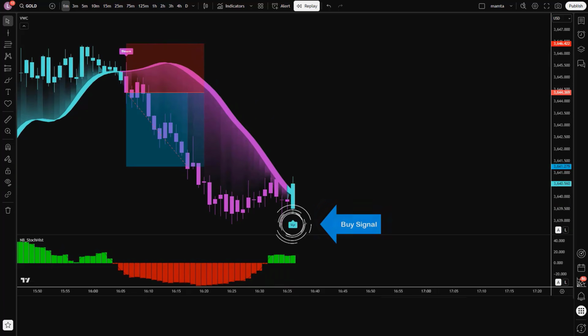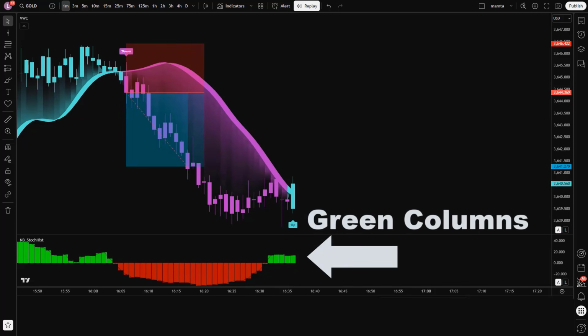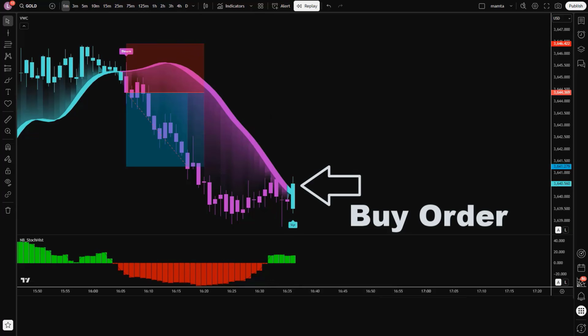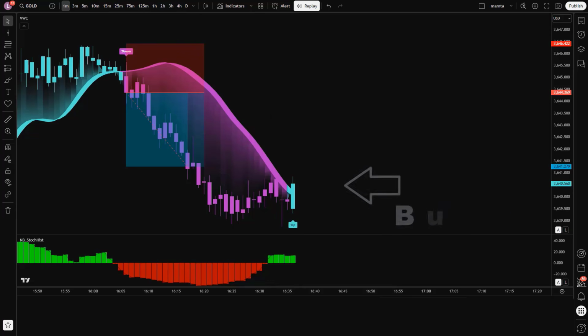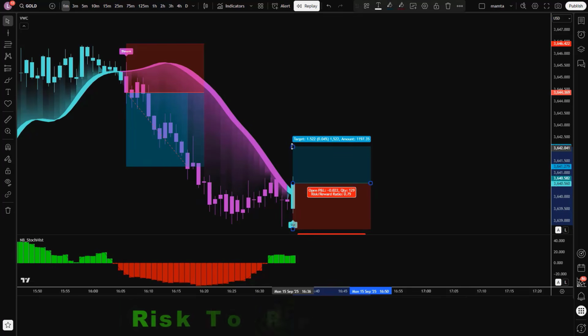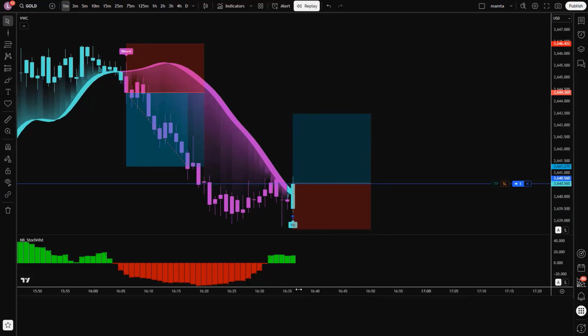Here the uptrend, volatility weighted cloud indicator gives us a buy signal. Here the stochastic histogram indicator shows green color columns. Here the market has made a bullish candle to give confirmation. So all our conditions are being fulfilled, so we are placing an order to buy. Our stop loss is the previous low of the market. And the risk to reward ratio will be 1:1.5.